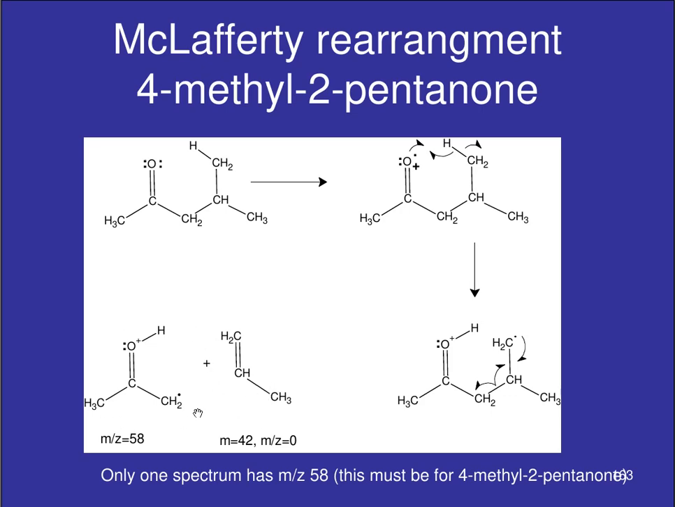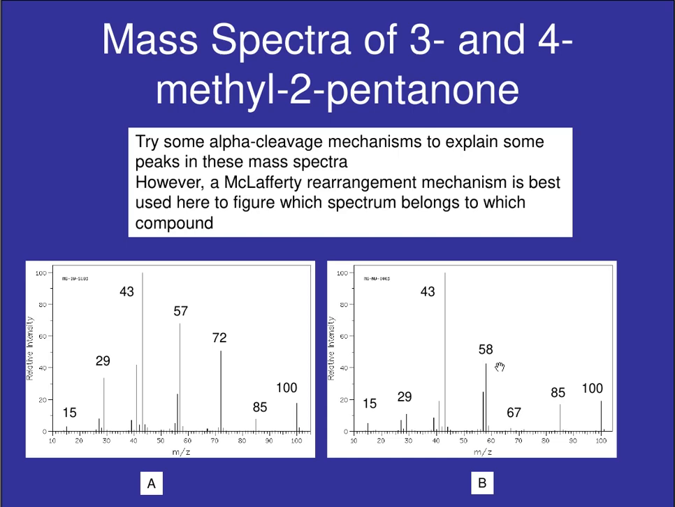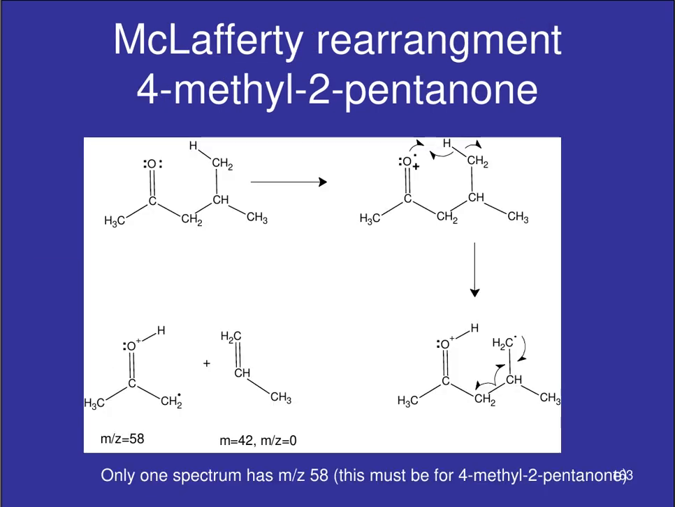The charged fragment, which does appear on the mass spectrum, has 3 carbons, 1 oxygen, and 6 hydrogens. We add up with carbon mass 12, oxygen mass 16, hydrogen mass 1, and you get a mass of 58 and a charge of 1, and 58 over 1 means that it will appear at m/z 58, and you can see that there it is on the mass spectrum. So the peak at 72 was McLafferty of 3-methyl-2-pentanone. The peak at 58 is McLafferty of 4-methyl-2-pentanone.